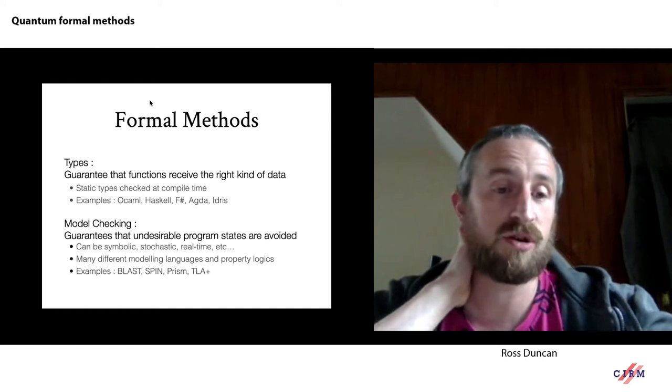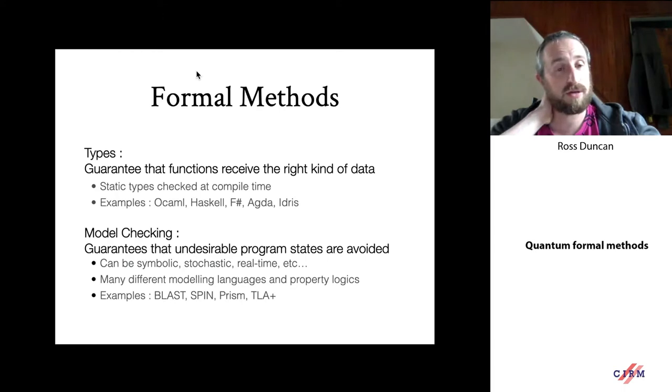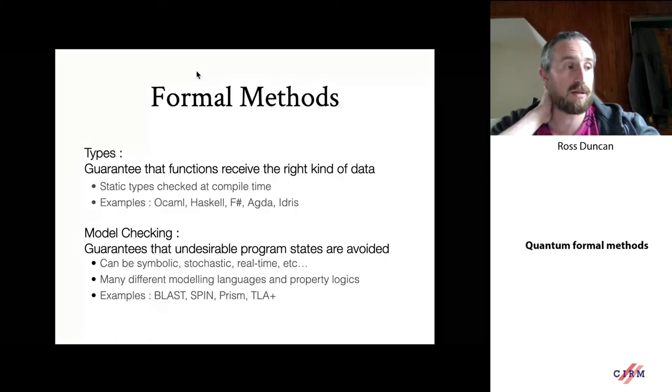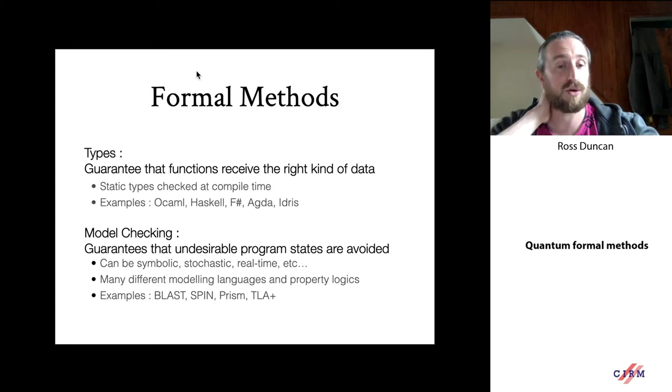Another approach to formal methods is called model checking, where the model checking system will construct a model of the program's behavior, and by running the program against that model, we'll try to explore all the possible program states and guarantee that the undesirable states are never reached. There are a great variety of model checkers around. Rather than trying to exhaustively enumerate all the states of a large program, they're often symbolic and therefore use quite compact representations of the program. They can formalize stochastic behavior, real-time behavior, hybrid behavior, distributed systems, and so on. There are a lot of different modeling languages and a lot of different property logics. Some well-known examples: Blast, Spin, Prism, TLA+.